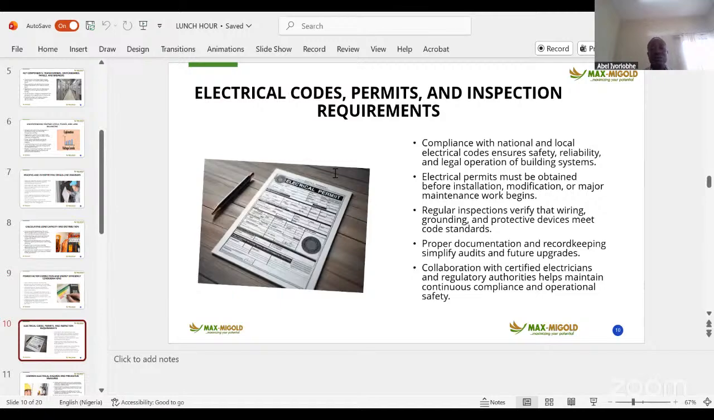Electrical codes, permits, and inspection requirements. Compliance with national and local electrical codes ensures safety. So when you comply with this requirement, you bring safety to your facility, to your environment. One of the things we are employed to do is to make sure our buildings are safe. Once our building is safe, people can work efficiently, people can work without fear.